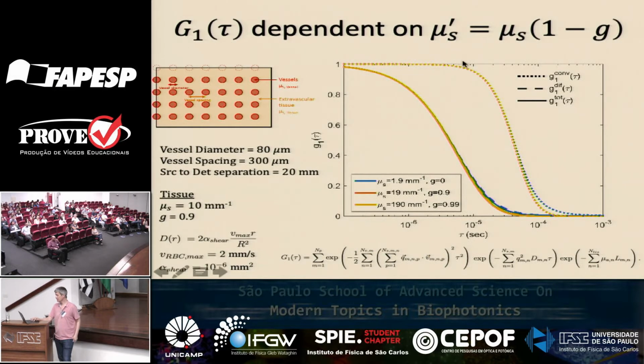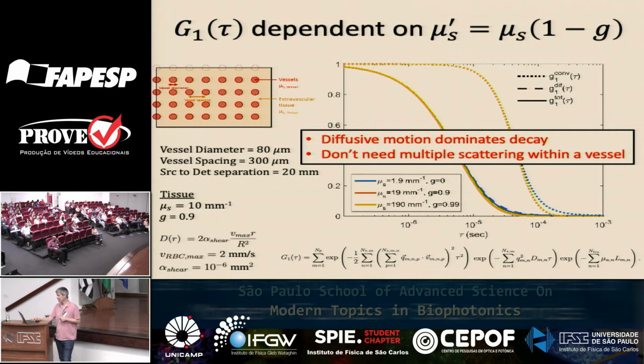So when we do that, we see that if we have no diffusion, it's just the linear convective or ordered motion of the red blood cells, the decay is an order of magnitude slower than if we look at the diffusion, right? So that was our first, kind of microscopic evidence that we're sensitive to the shear-induced diffusion of the red blood cells, right? And it was basically independent of the scattering coefficient. It was only dependent on the reduced scattering coefficient, right? So this basically said we don't need multiple scattering within the blood vessel to have this effect, right?